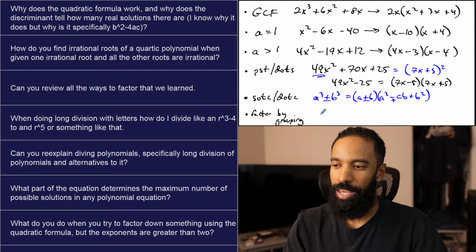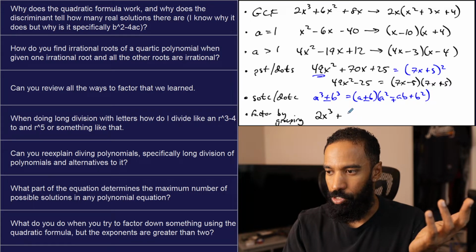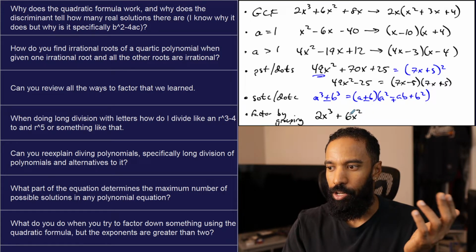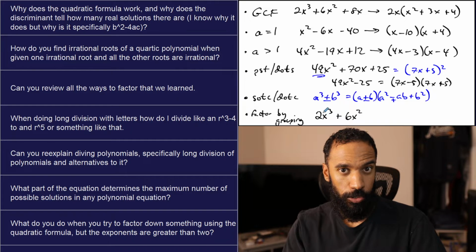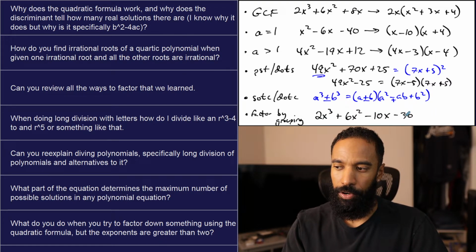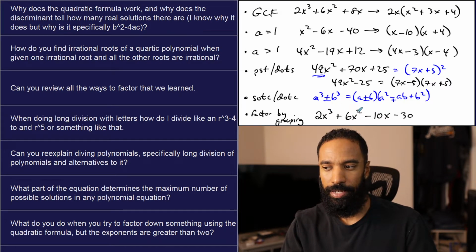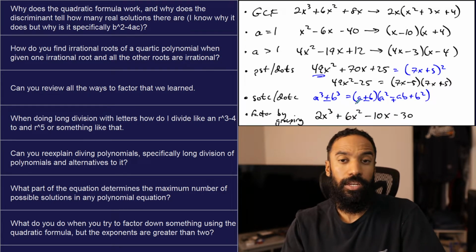If I had something like, let's say, 2x cubed plus 6x squared, notice how 6 is 3 times larger than 2. And then check on this one, it was minus 10x minus 30. Notice how negative 30 is 3 times larger than negative 10. As long as everything else works the same way, going down a degree, and the signs work the way they should, then you can factor by grouping.